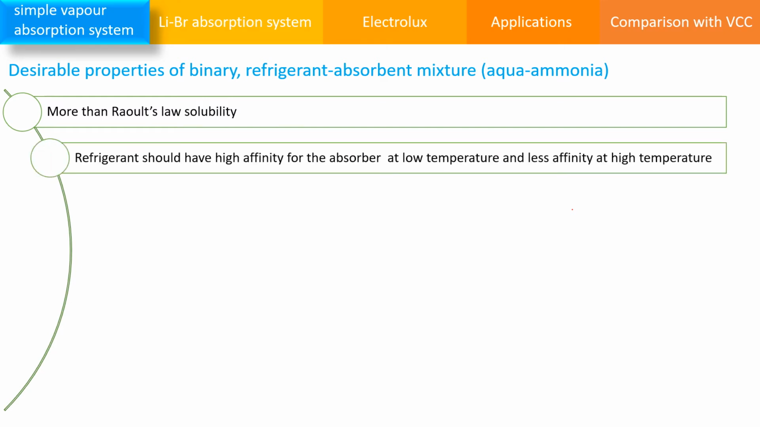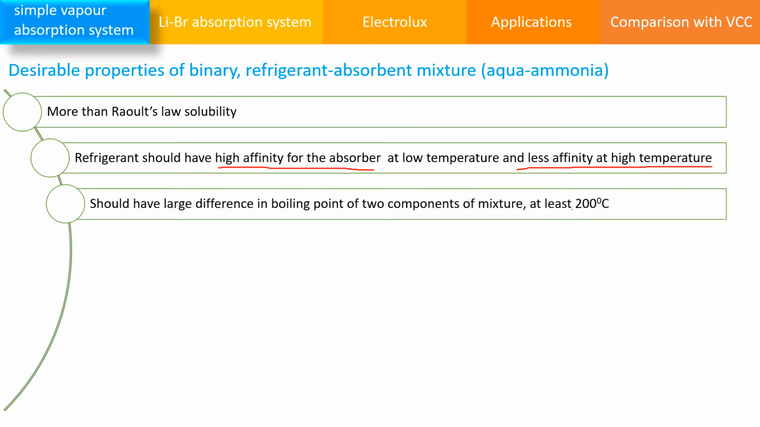Then the refrigerant should have high affinity for the absorber at low temperature and less affinity for the absorber solution or the solvent at high temperature. So this makes it possible to create a strong solution in the absorber and a weak solution in the generator, which can generate vapors back.